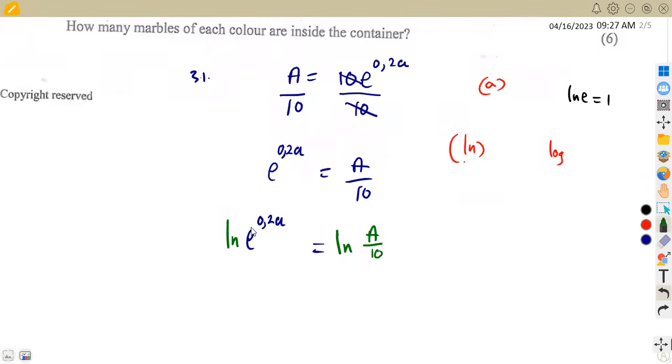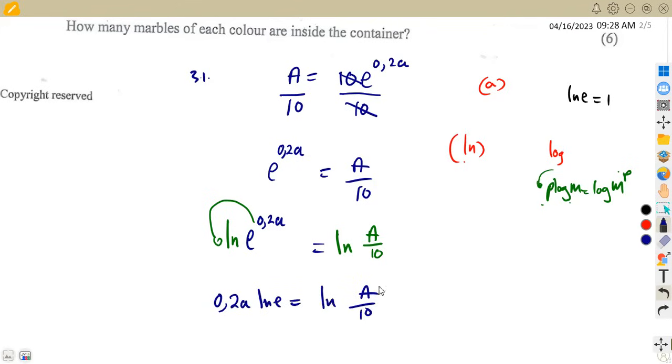So take note, by introducing ln, I am supposed to apply the laws of logarithms, where we understand from what we talked about before, that p log m is the same as log m to the power of p. Ln and log is the same. Which means if there is an exponent, you are supposed to drop that exponent to multiply the log, just like 0,2a, it's an exponent, so you can multiply the ln. So this is going to be 0,2a, the ln of e, which is equal to the ln of a over 10 in this case.